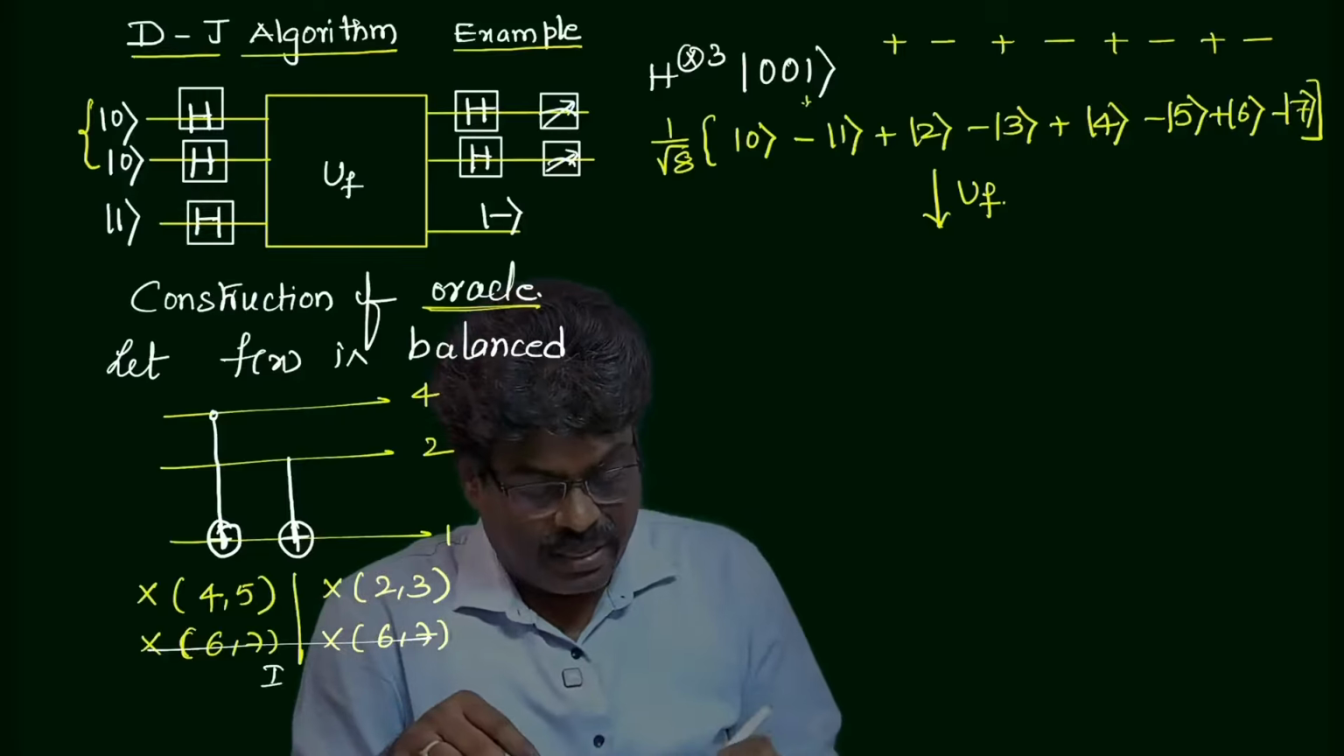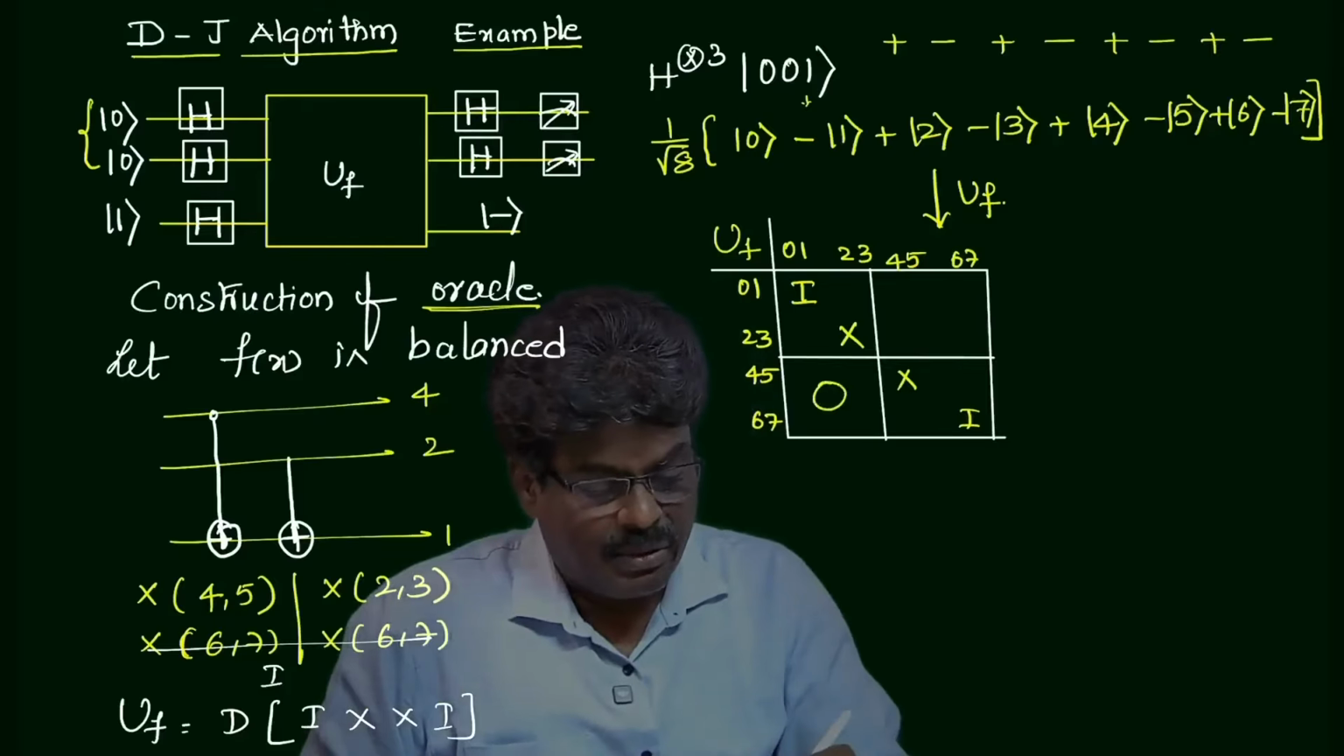So what I'm saying is, here we can write this as I, X, and again X and I. So this is 0 1 2 3 4 5 6 7. No need to get confused, 0 1 2 3, like that you have to write. Okay, fine. So this is a 0 and here also 0.